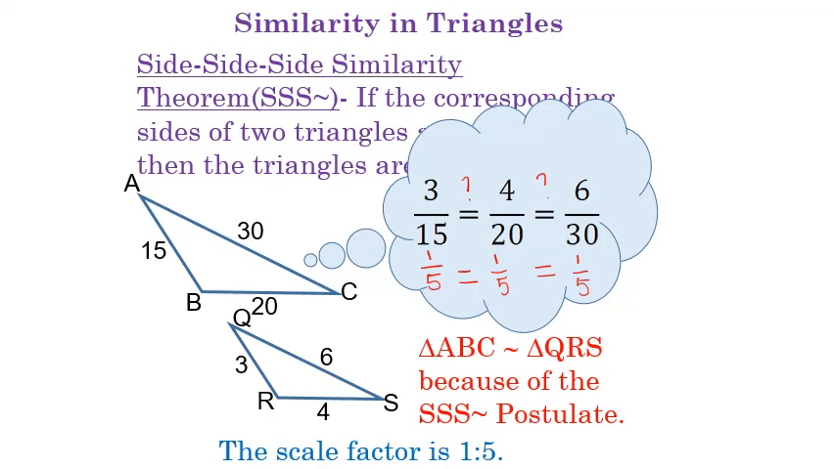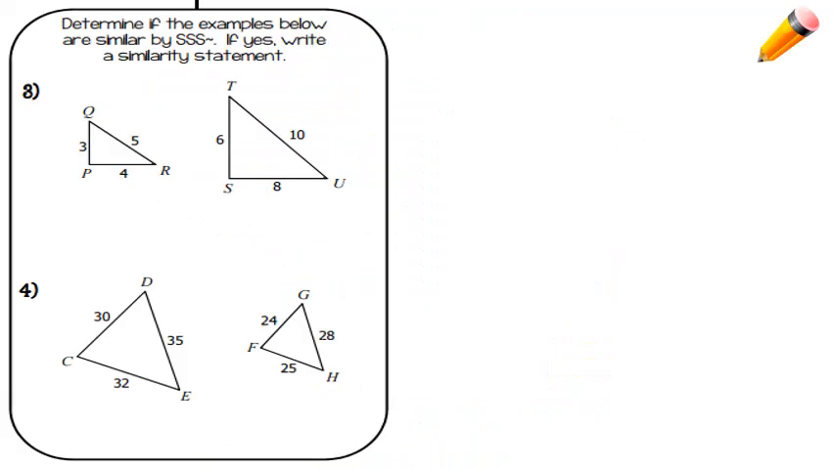Again, you did not need to write this portion in your notes. This slide, however, we should write in our notes, and we should open up our middle flap for our examples 3 and 4. We're determining if the examples below are similar by the side-side-side similarity theorem, and if they are, then we need to write a similarity statement. So we need to determine if 3 over 6 is equal to 4 over 8, and if that's also equal to 5 over 10.